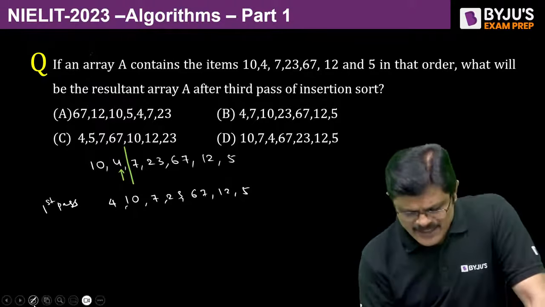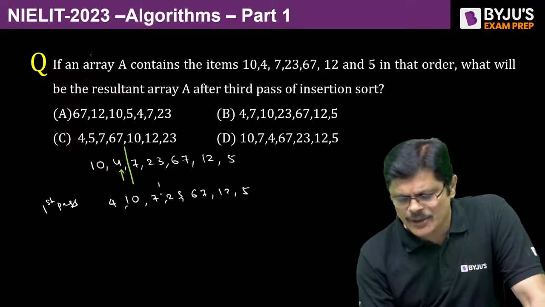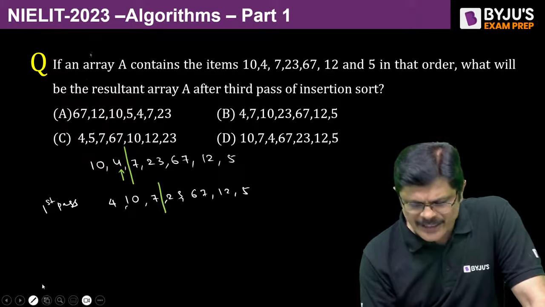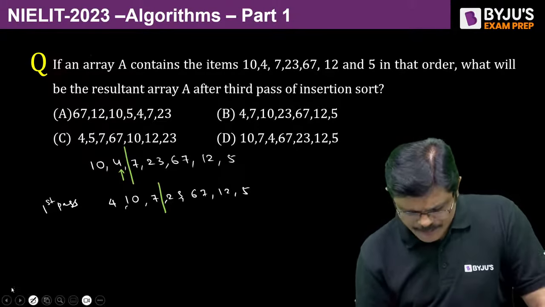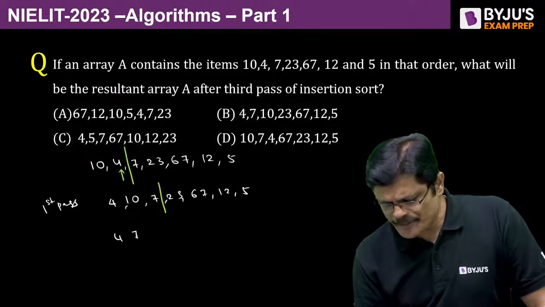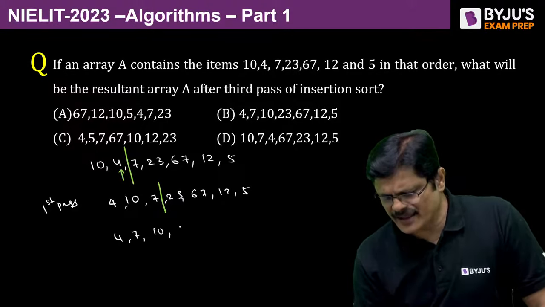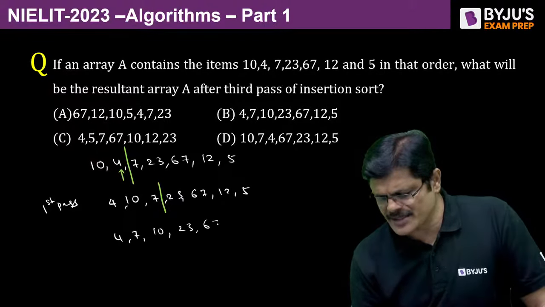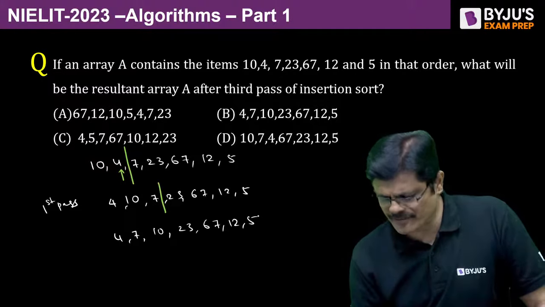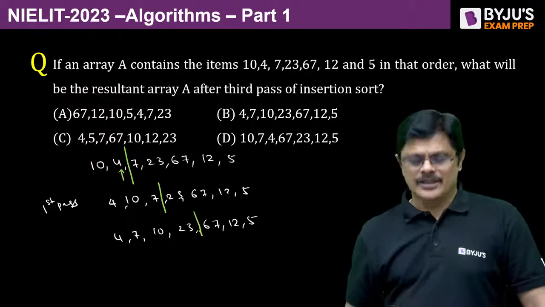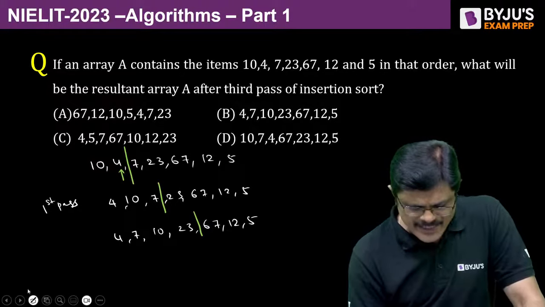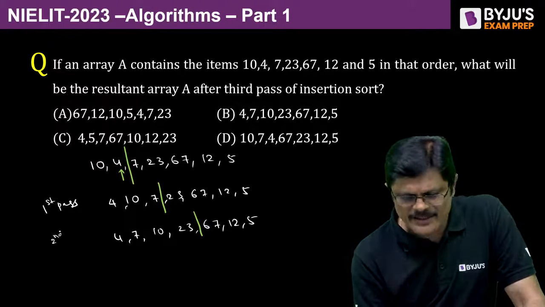Now in the second pass, what happens? We are going to consider only up to here. Now you take this 7 and keep it at its correct position. 7 should go here. So now it is 4, 7, 10. Remaining we have not yet started working with them, 12 and 5. So this is the answer after the second pass.